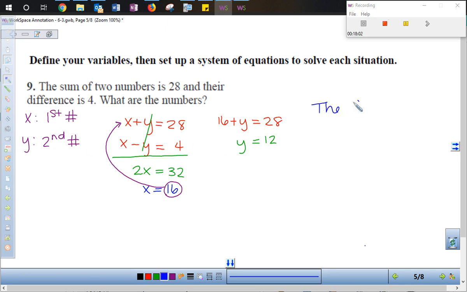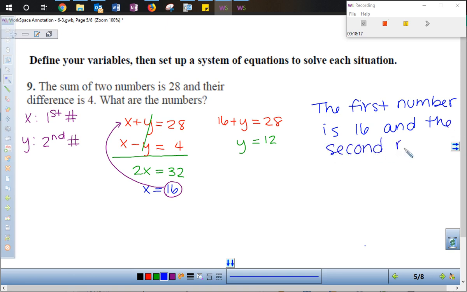So we need to say the first number is 16 and the second number is 12.